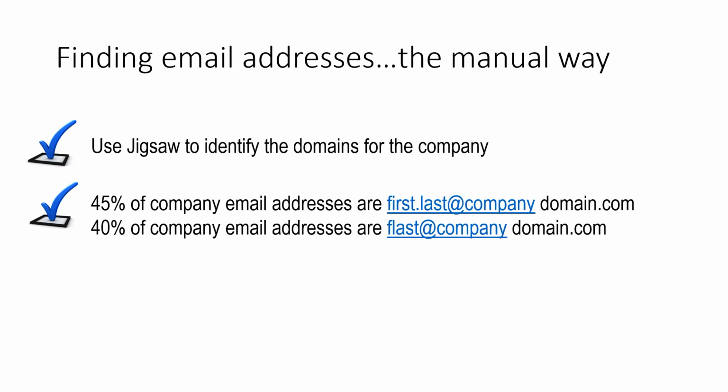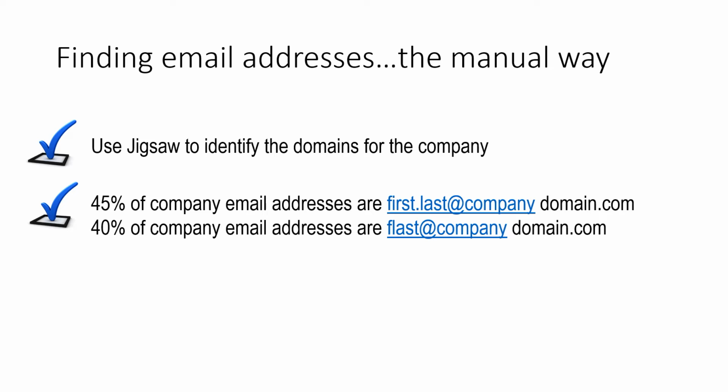45% of company email addresses are first.last at thecompanydomain.com. 40% of company email addresses are FLAST, so the first initial of their first name and their last name at companydomain.com. That'll cover 85% of the universe if you need to do this manually, okay?